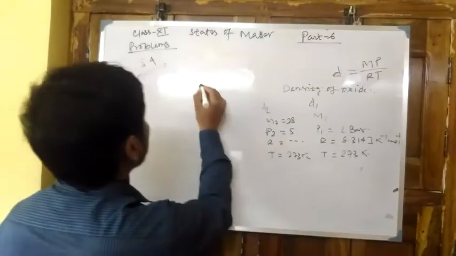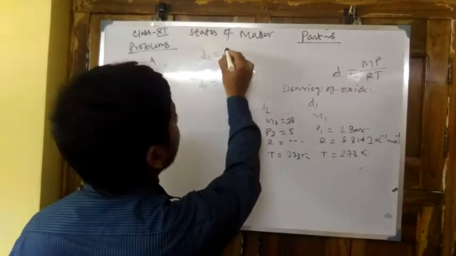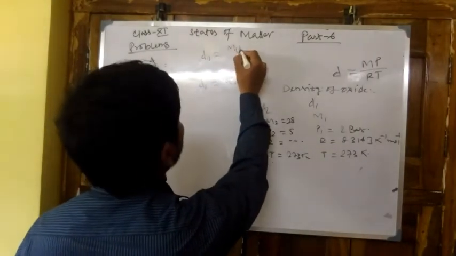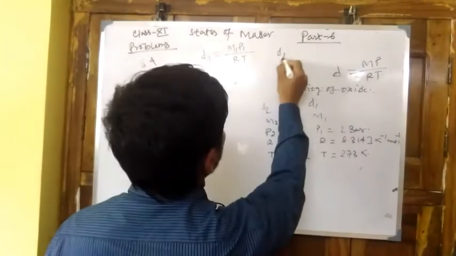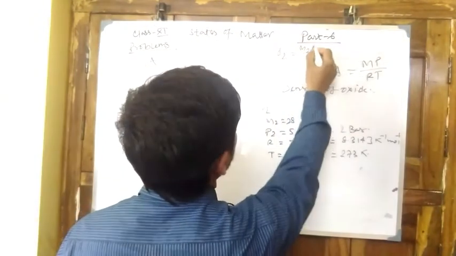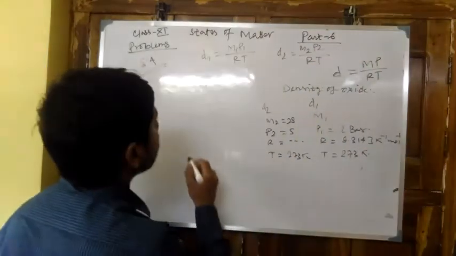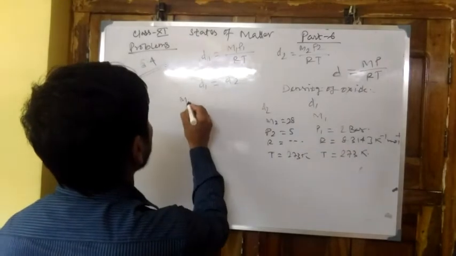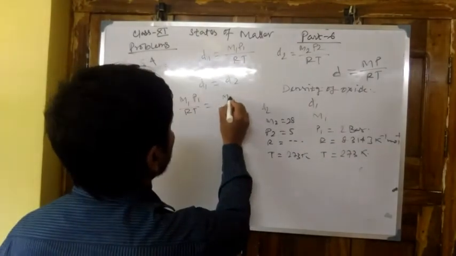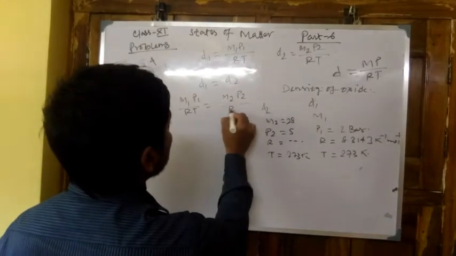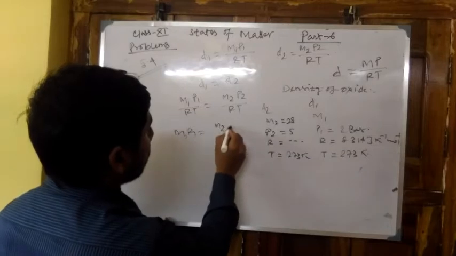Now just follow D1 equal to D2. So D1 equal to M1 P1 by RT, and D2 equal to M2 P2 by RT. This is the two equations. Now D1 equal to D2, that is M1 P1 by RT is equal to M2 P2 by RT, that is M1 P1 is equal to M2 P2.